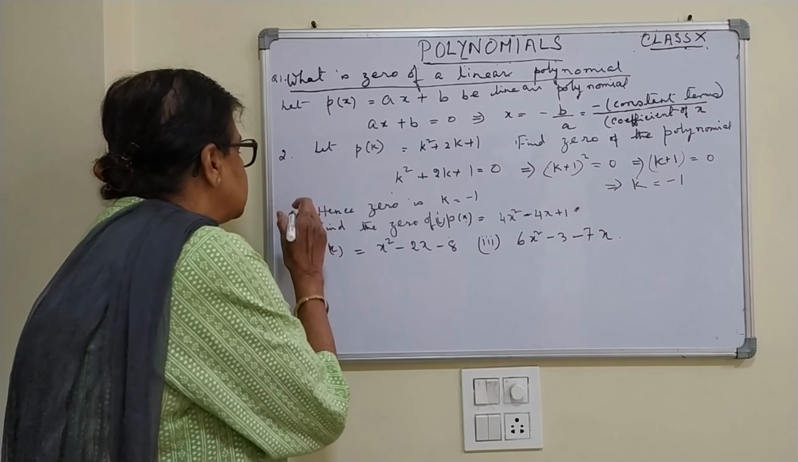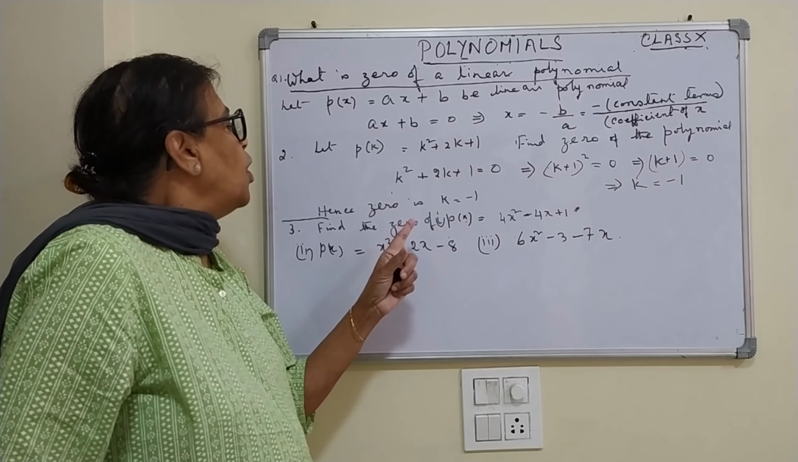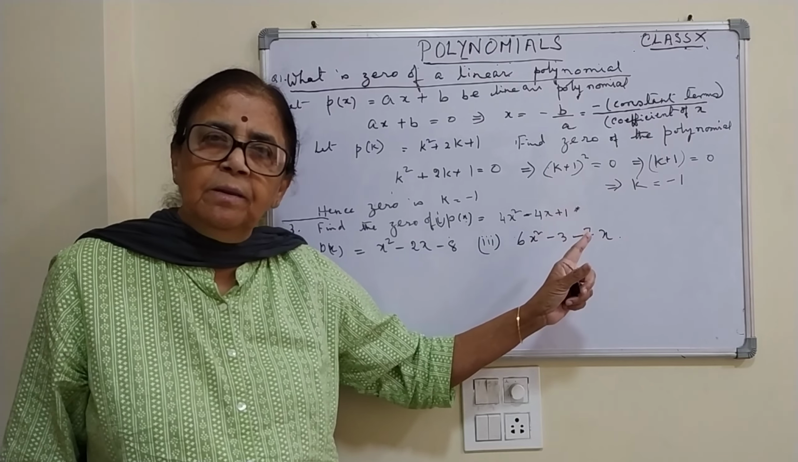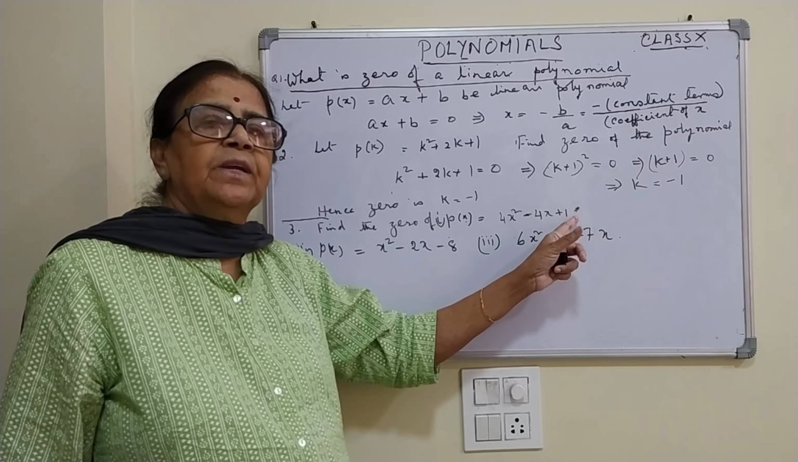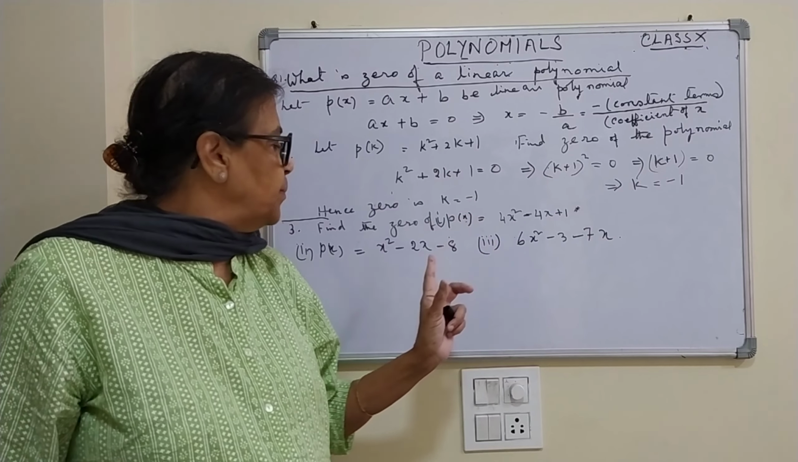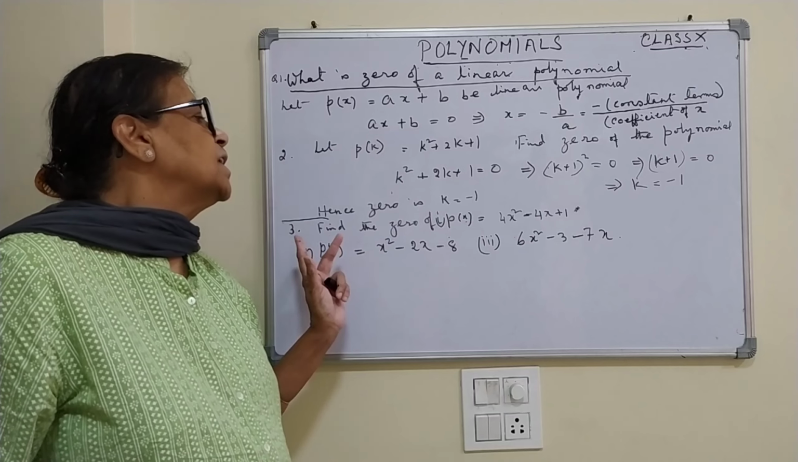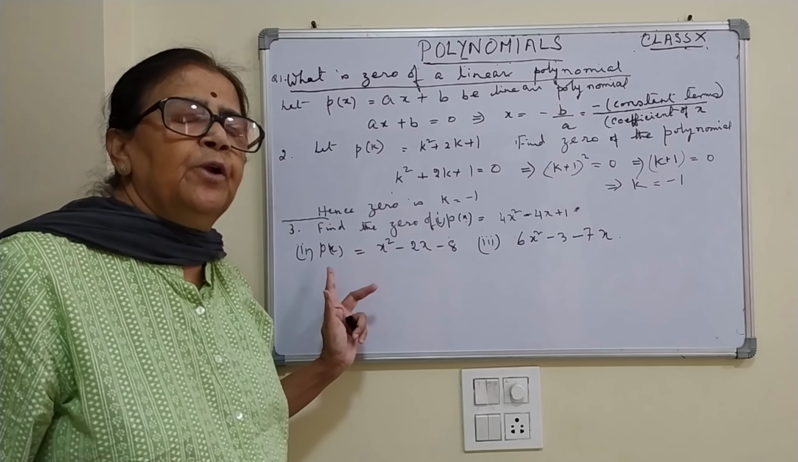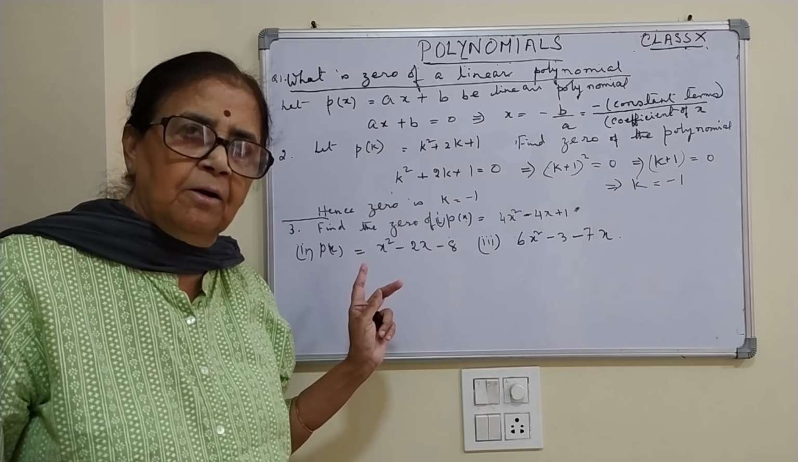Then I give you an exercise to do. Find the zero of p of x is equal to 4x square minus 4x plus 1. It is also the square of 2x minus 1 whole square. Therefore the zero of the polynomial will be half.